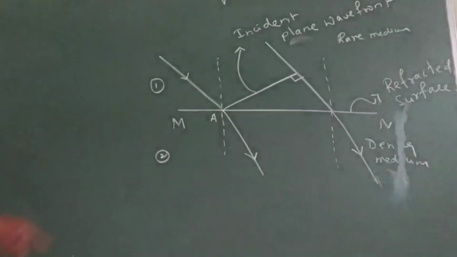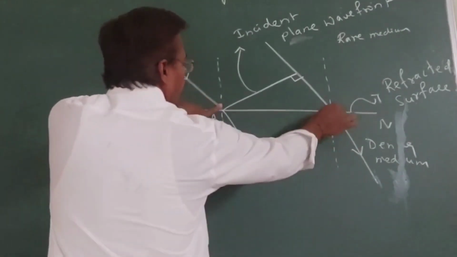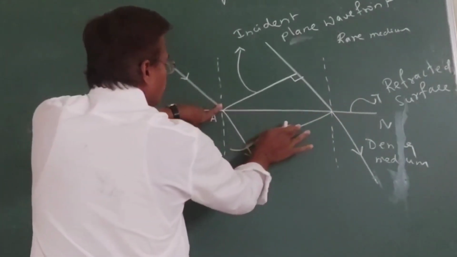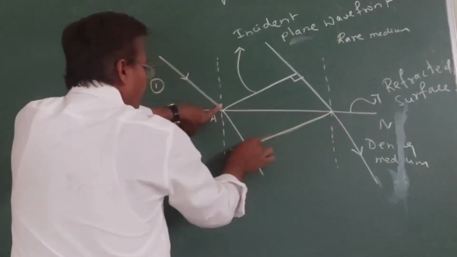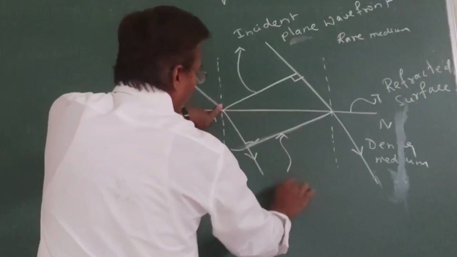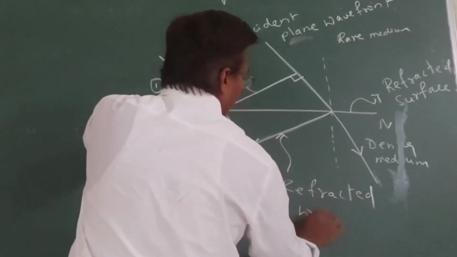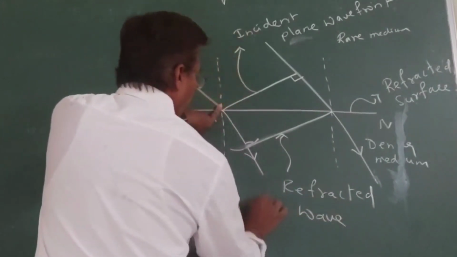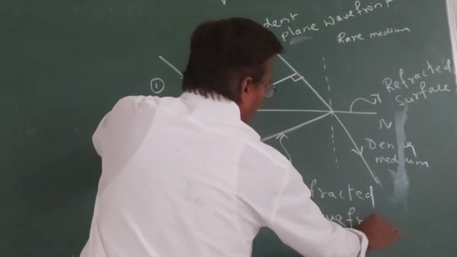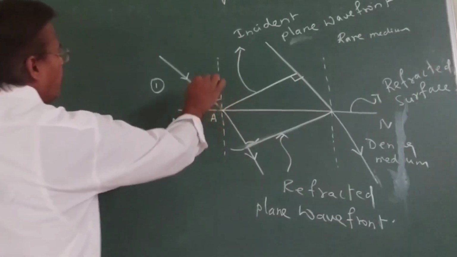Okay. So from A as the center, if you draw one circle arc, then if we take one perpendicular to this, the tangent to this ray, then we get one wavefront. That wavefront is called refracted. This wavefront we are going to call the refracted plane wavefront. This is angle of incidence I.